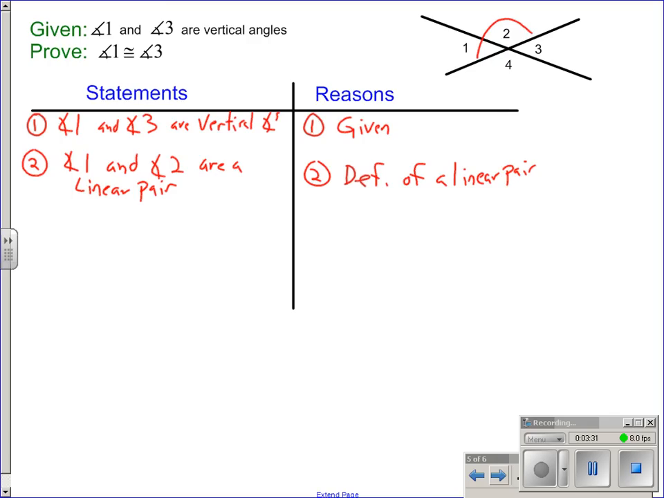Before I get to the next statement, we also know that if we look at angles 2 and 3, those form a linear pair. So we make basically the same statement: angle 2 and angle 3 are a linear pair, for the same reason, the definition.